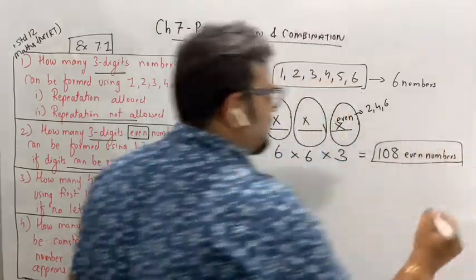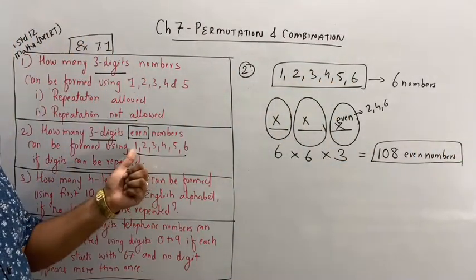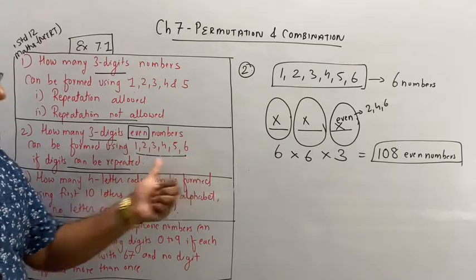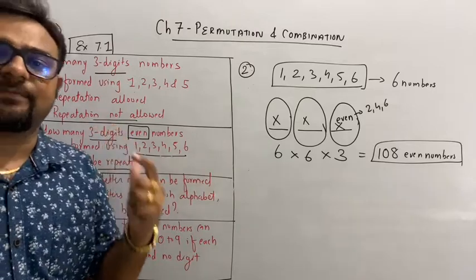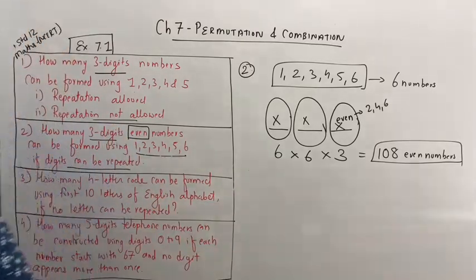So you can form 108 even numbers using 1, 2, 3, 4, 5, and 6, where the digits can be repeated. So just note down this question.